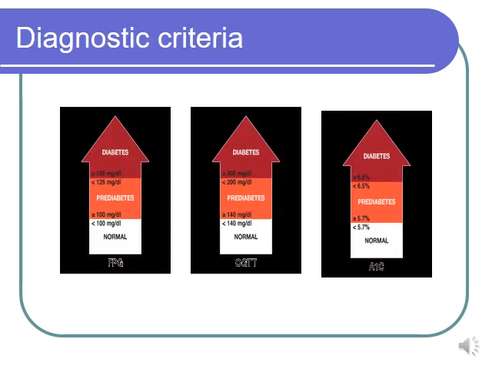So the diagnostic criteria based on blood glucose level: fasting, if it's less than 100 is normal. Pre-diabetes will be 100 to 126. Diabetes is more than 126. In case of a glucose tolerance test, less than 140 is normal, 140 to 200 is pre-diabetes, more than 200 is diabetes. Coming to HbA1c level, less than 5.7 is normal, 5.7 to 6.5 is pre-diabetes, more than 6.5 will be diabetes.